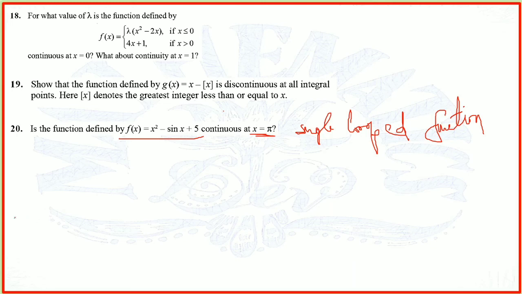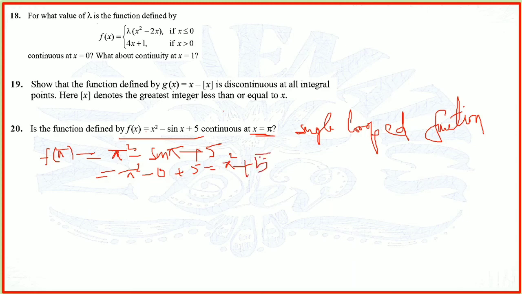Like that we will be solving. So first is f of x, means f of point pi. From the question, instead of x we will put pi, so pi square minus sine pi plus 5. So pi square means 22/7 or anything you can write. I keep it as it is, pi square minus sine pi is 0 and then plus 5. This is equal to pi square plus 5.